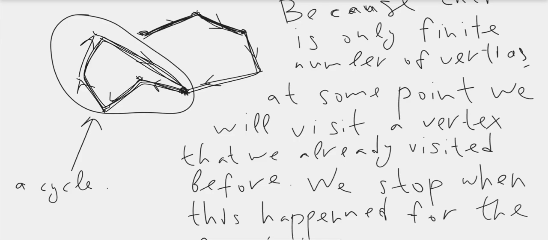And this is a contradiction because there cannot be any cycles in a tree. By definition, a tree is a connected graph without cycles. So the fact that we found a cycle contradicts the fact that it is a tree. So this is a contradiction that concludes the proof.